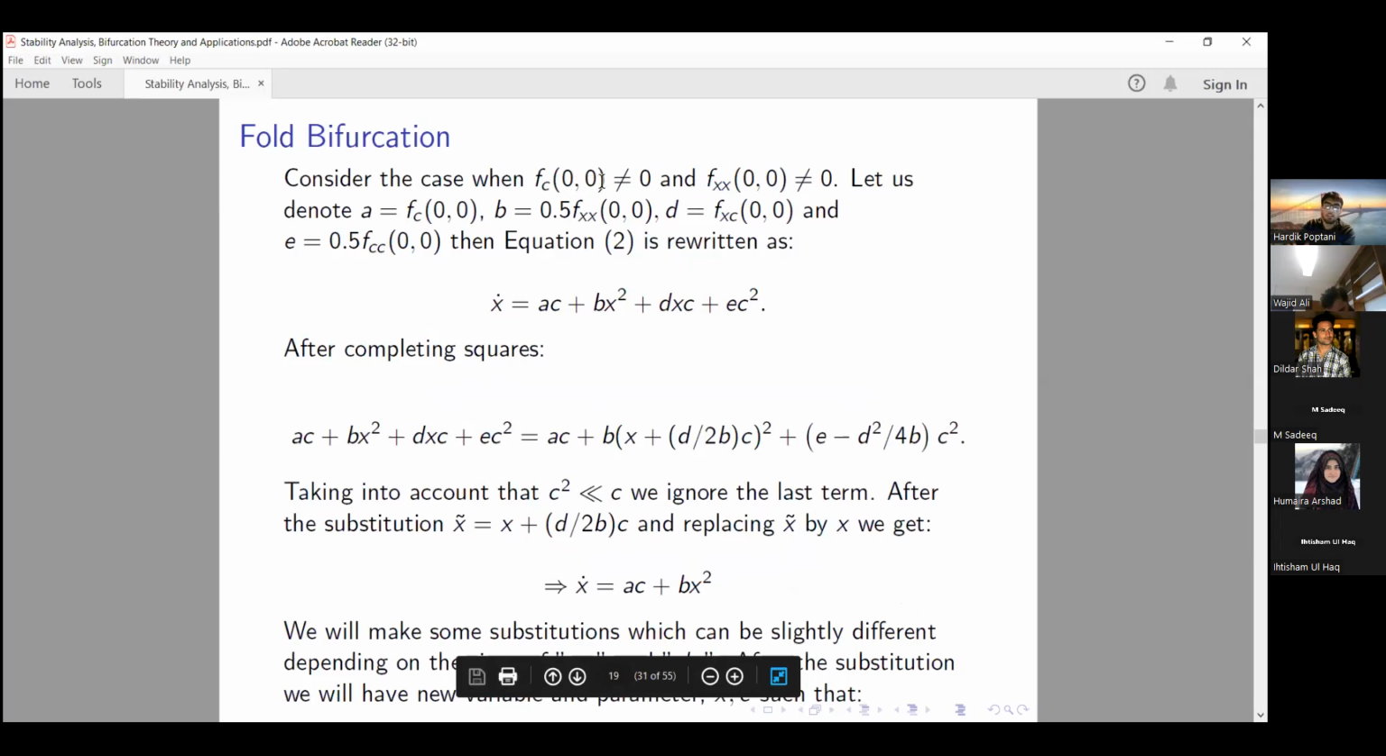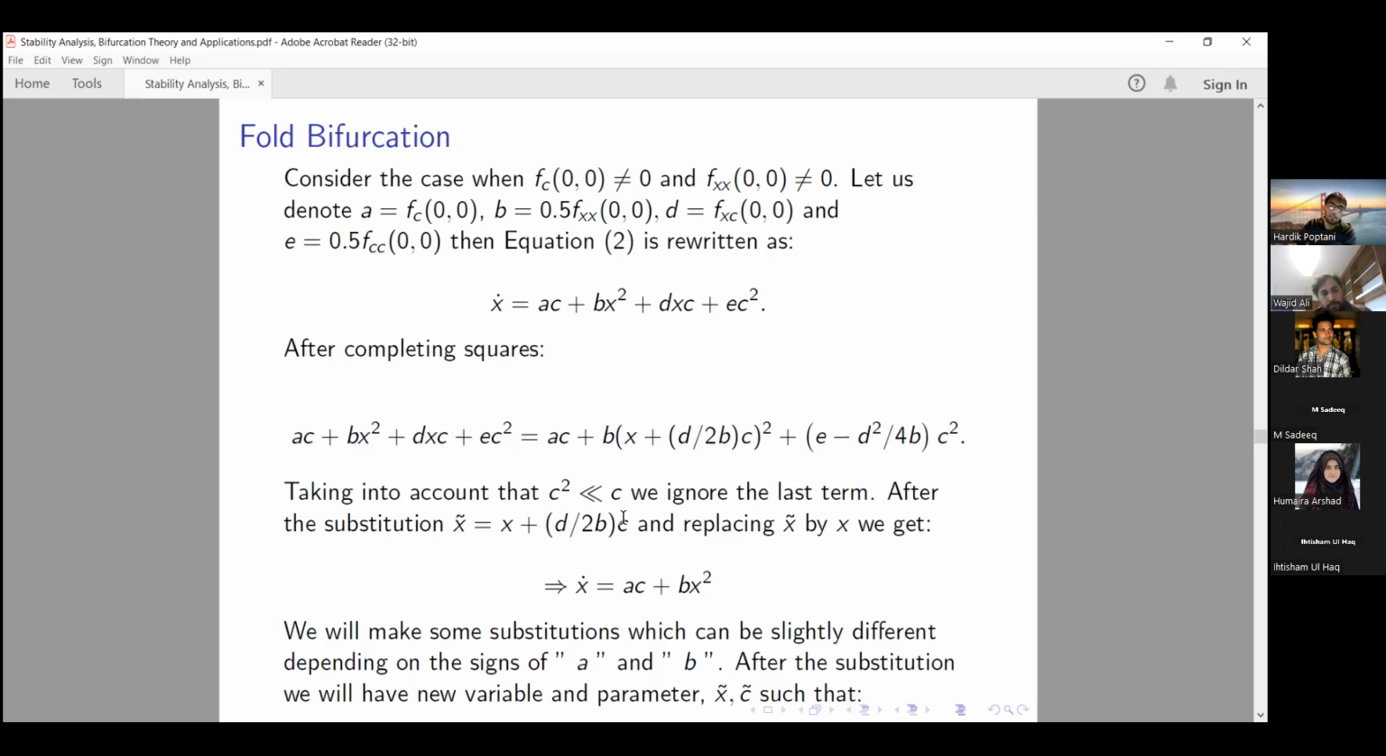So now consider where this is not equal to 0 and this is also not equal to 0. Therefore, the previous equation is just rewritten as this. Since it is just quadratic in terms of x and c only, after completing the square we get the following: Ac plus b times x plus d over 2b times c, all squared, plus e minus d squared divided by 4b times c squared. You can work it out on a piece of paper if you're unsure.